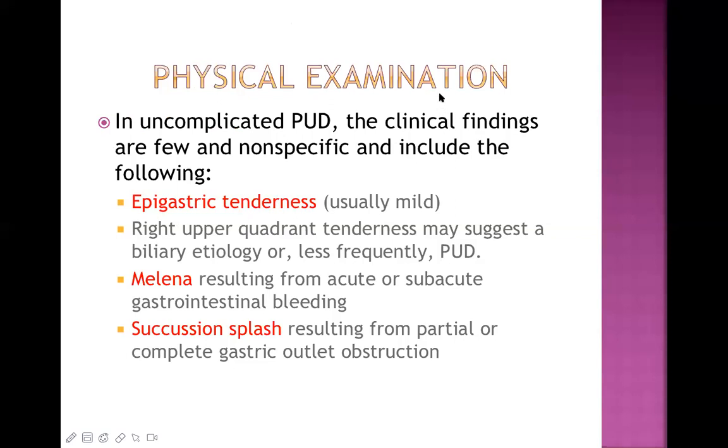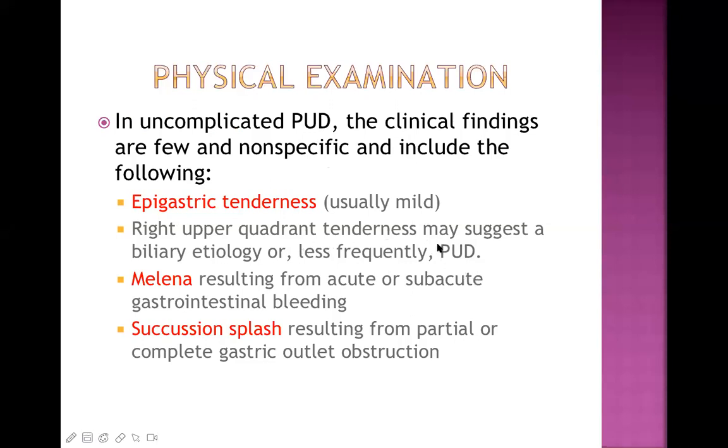Now, let's examine this patient from our side, that is the physical exam. What are the findings? In uncomplicated peptic ulcer disease, the clinical findings are few and non-specific. Now, see here, what are those? They are epigastric tenderness, which is a mild one, and sometimes it is not present also. That's why it is written as non-specific. Now, sometimes even right upper quadrant tenderness may be there.